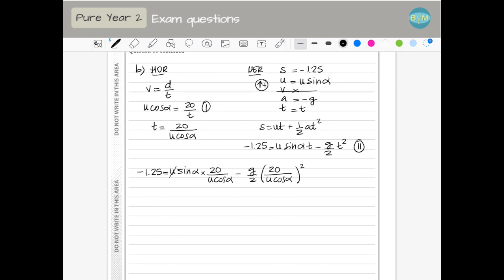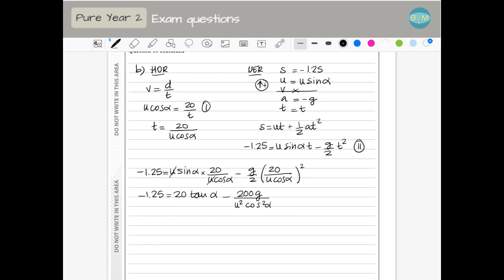This u with this u are gone, and sine divided by cos is tan. So I have minus 1.25, 20 tan alpha. And you'll see that we are going to get the tan as well here. So we have minus g divided by 2. This one squared is 400. 400 divided by 2 is 200. So I can write minus 200g at the top. And in the denominator, I have u squared cos squared alpha.